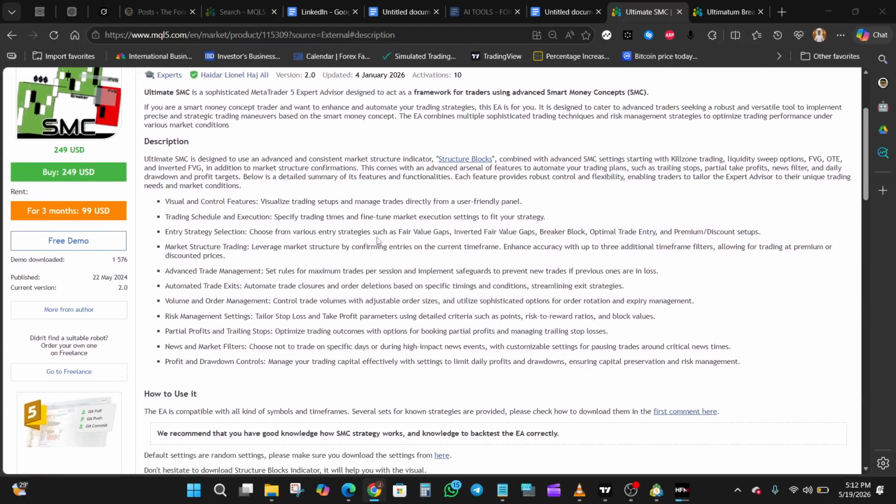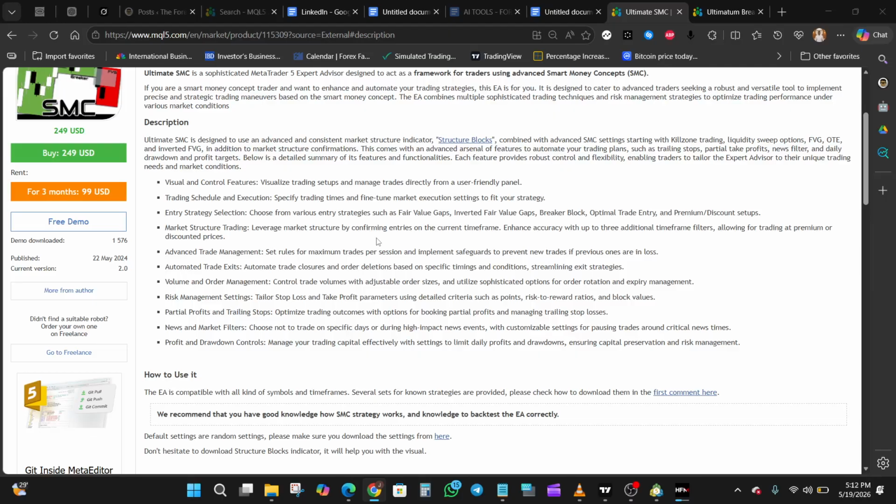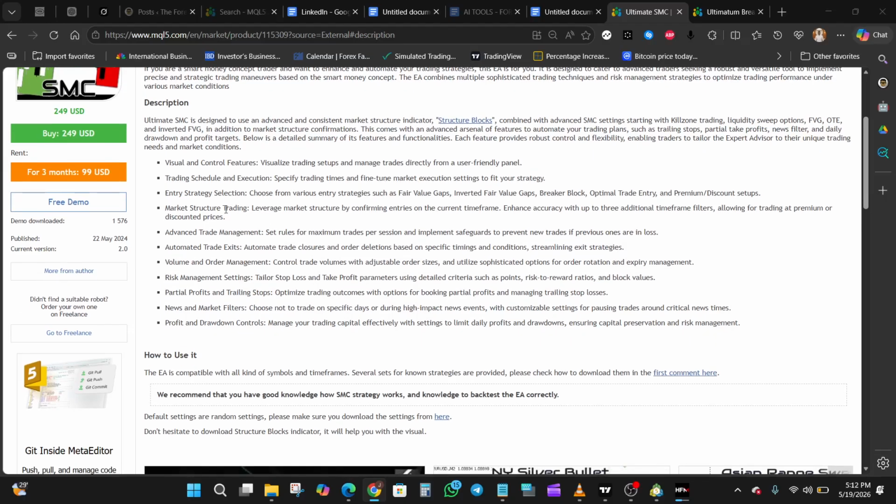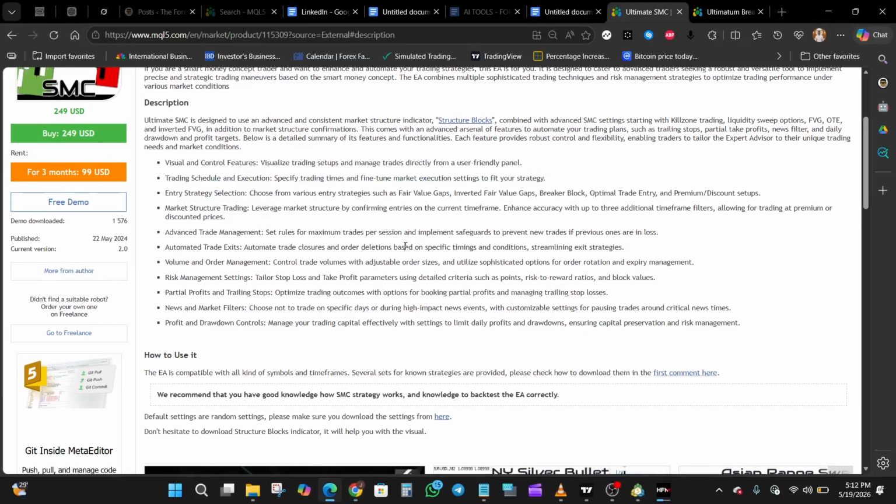Now, looking at the feature breakdown, I can see there is a strong focus on visual trading and panel based control. All right. This means traders are able to monitor and manage setups directly from the chart interface, which helps keep everything more organized during active trading. There is also a trading schedule system included, which allows you to define when the EA is allowed to operate. This is important because SMC strategies often depend on specific market sessions and timing conditions.